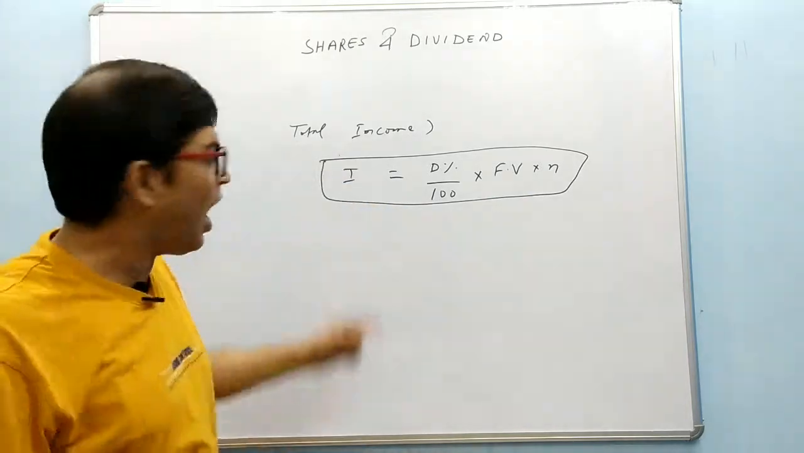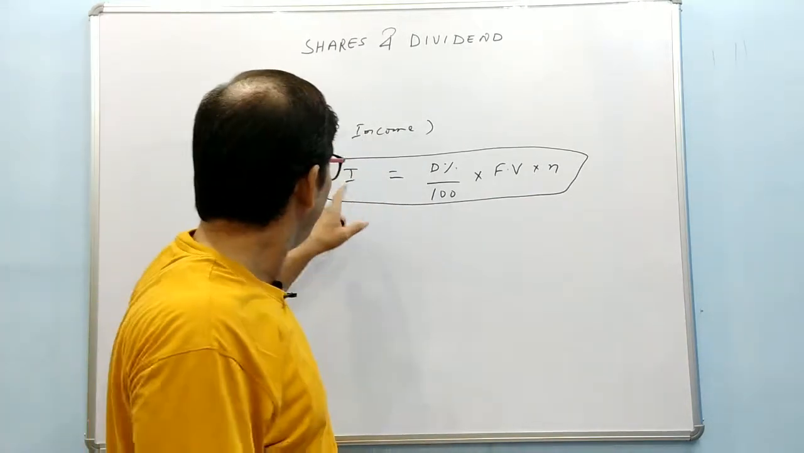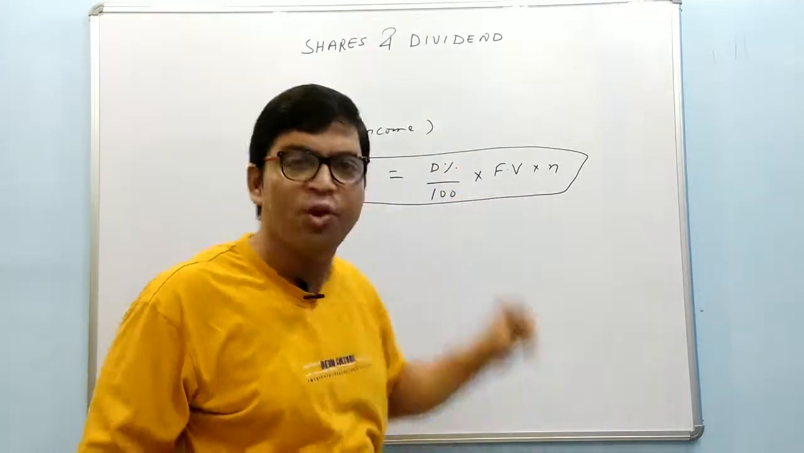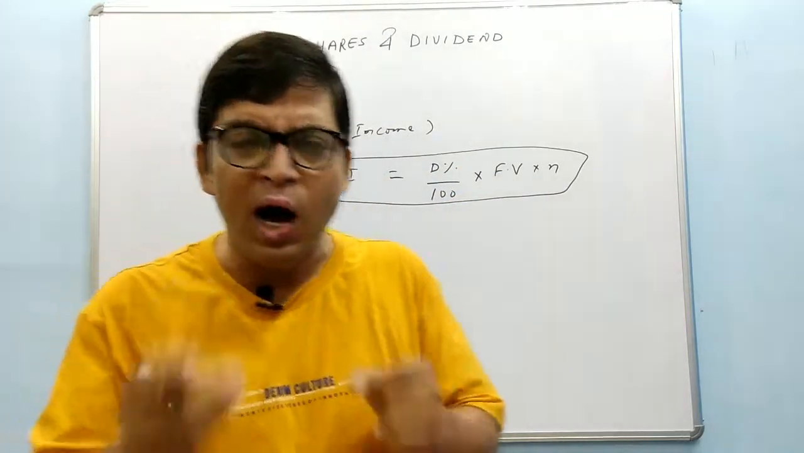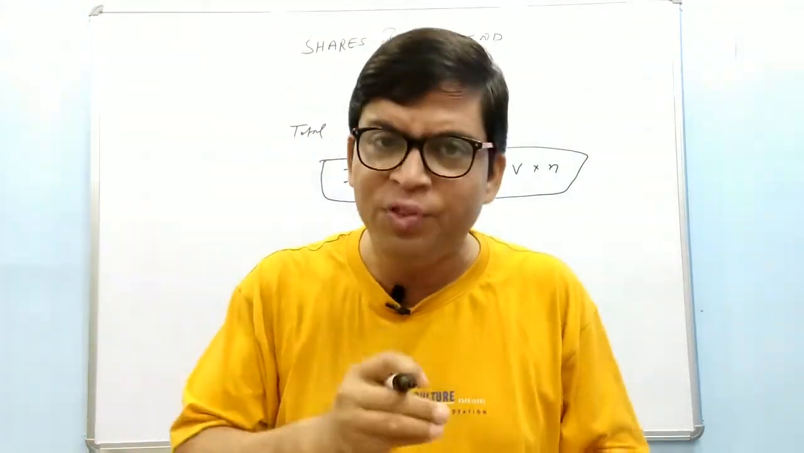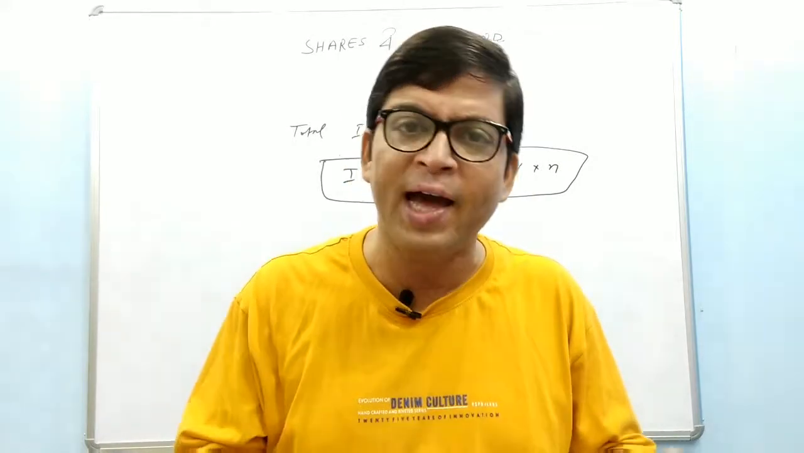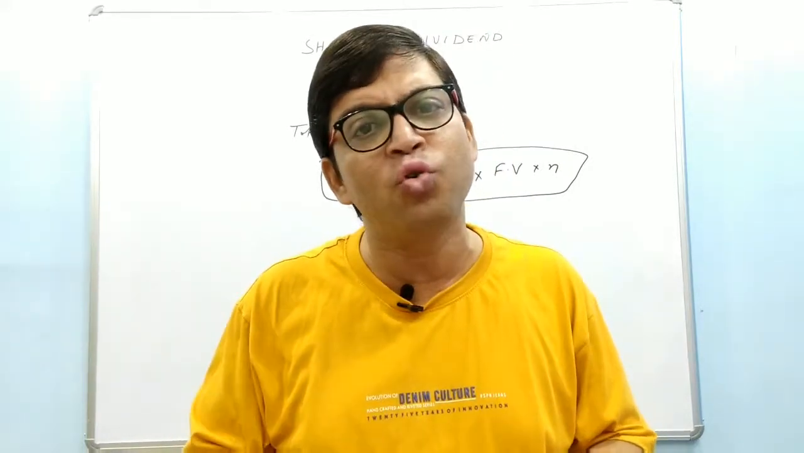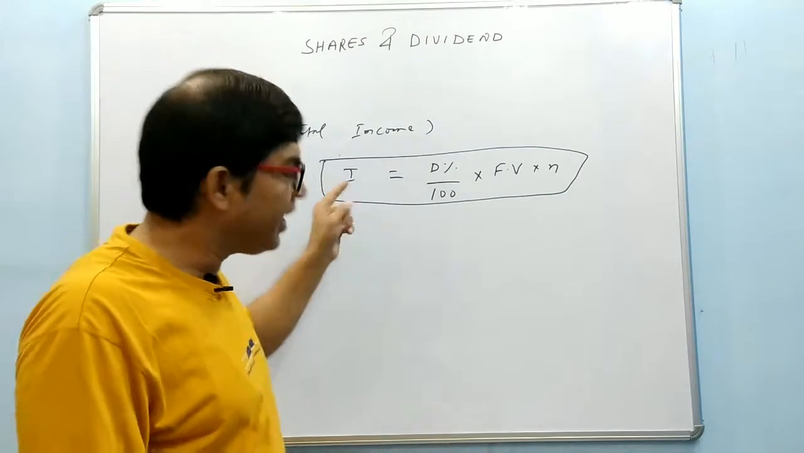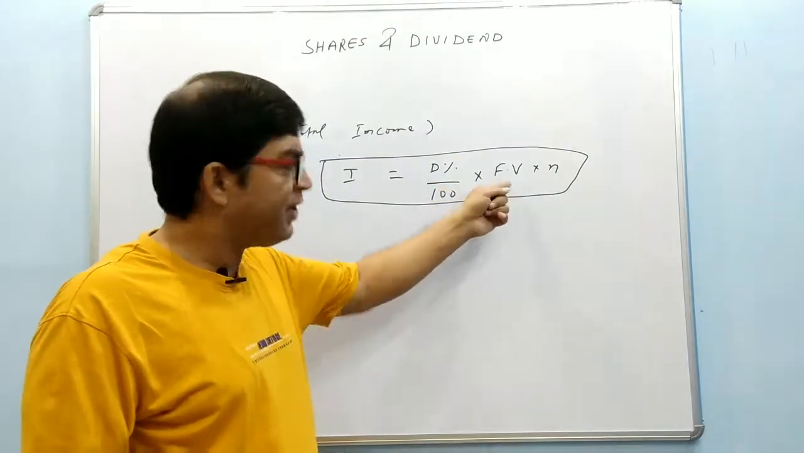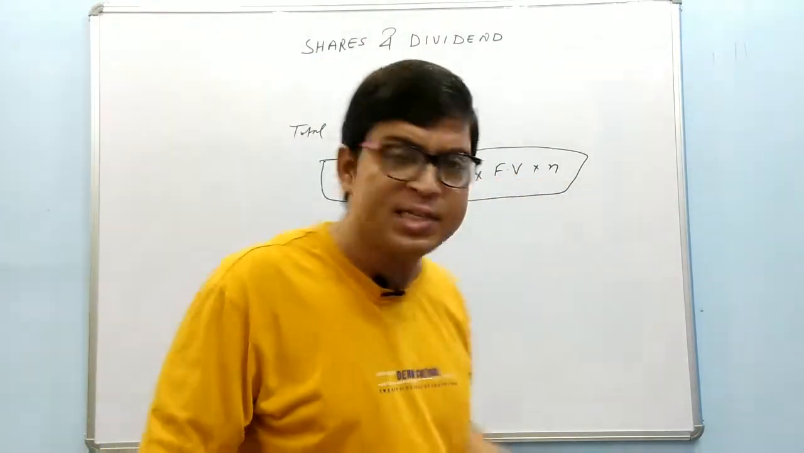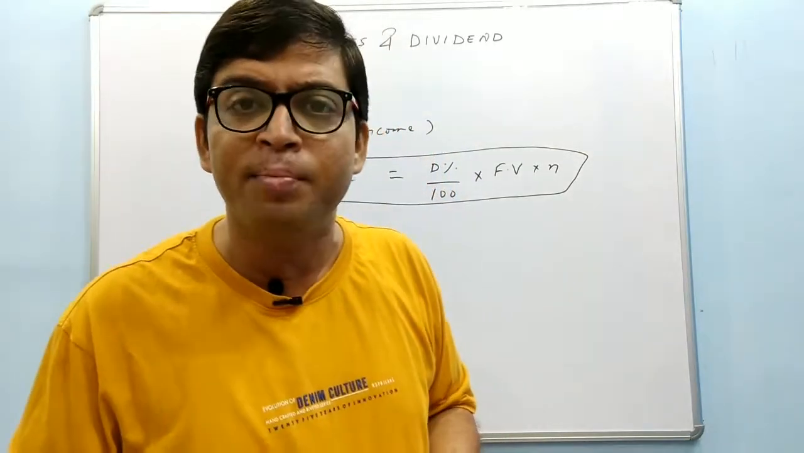You just see how many variables are used here: 1, 2, 3, 4. Out of 4 things, if 3 things are known, you can just put them in and find the 4th one easily. Suppose income is given, face value is given, and number of shares is given, you can find the dividend percent.